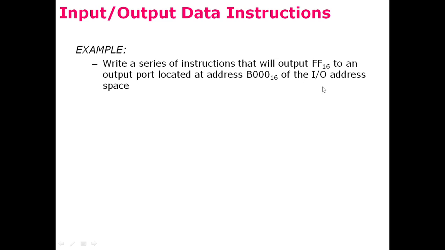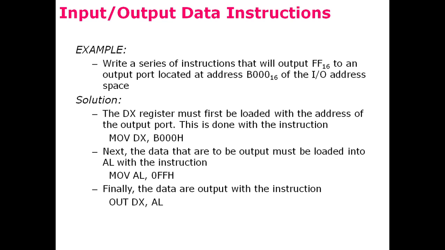B0000616 of the IO address space. So write a series of instructions that will output the value to an output port located at this address. This is the 16-bit address of the input and output device to receive this 8-bit value. As this is a 16-bit port address, it cannot be provided as a fixed instruction.